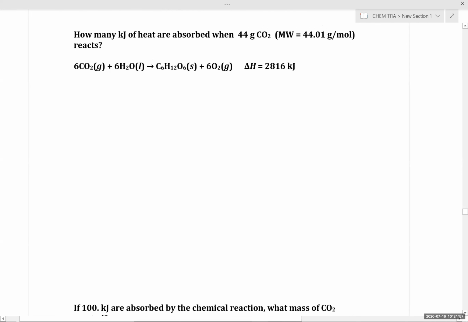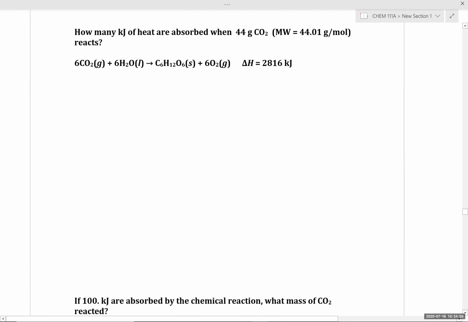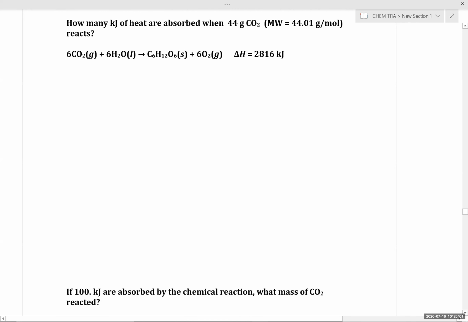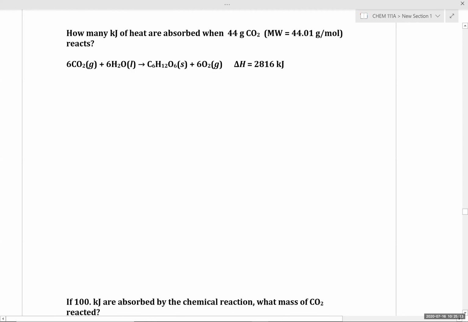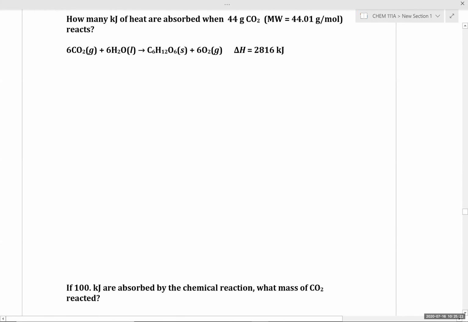I'm just going to zoom out a little bit. And let's look at the following problem. Let's spend about 5 or 6 minutes on this example. So in the first case, we're asked to figure out the kilojoules of heat absorbed when 44 grams of carbon dioxide reacts. And then in the second example, if 100 kilojoules of heat are absorbed, I'd like you to tell me what mass of carbon dioxide reacted.